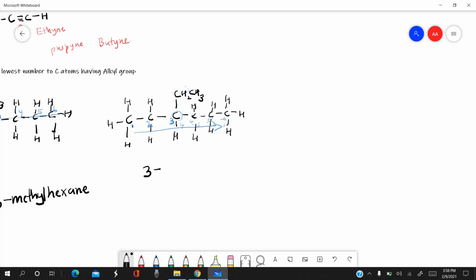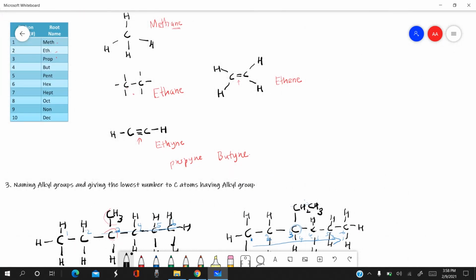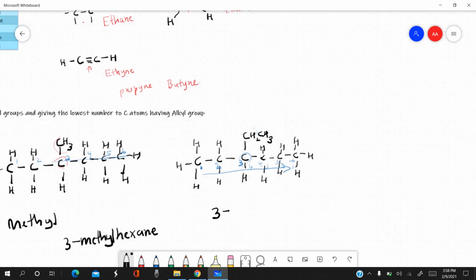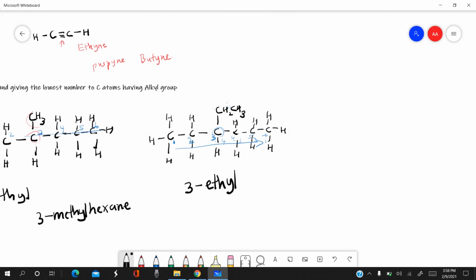Since there are 2 carbon atoms, it's an alkyl group, ethyl. And there is the longest carbon chain. There are 6 carbon atoms in the backbone, so that becomes hex. It's an alkane, so ane.